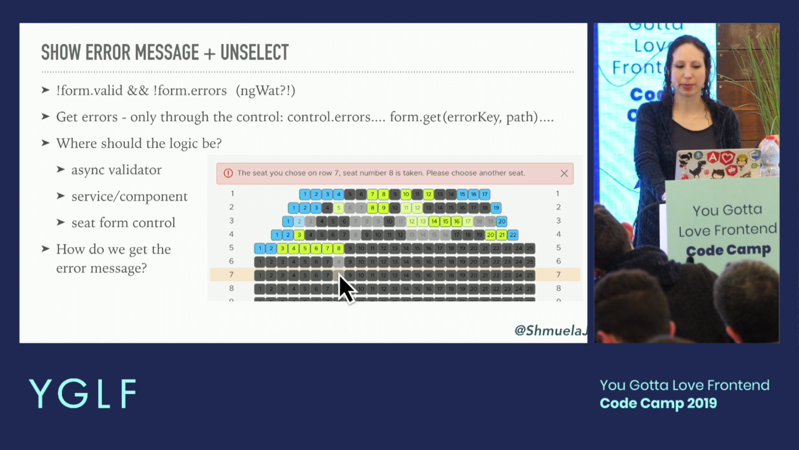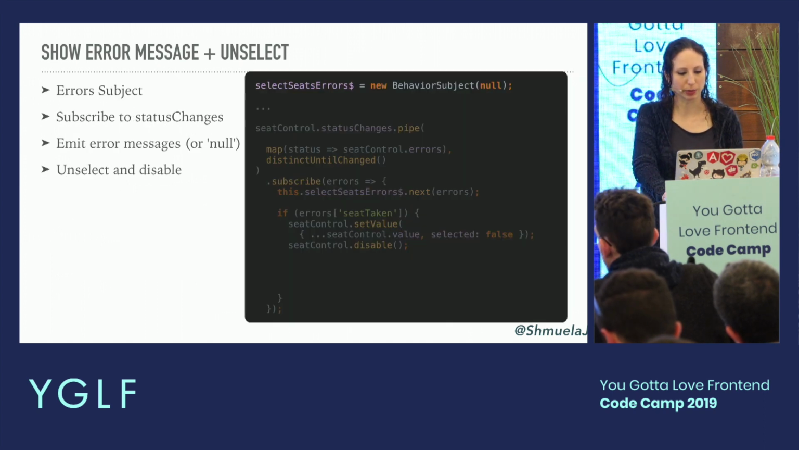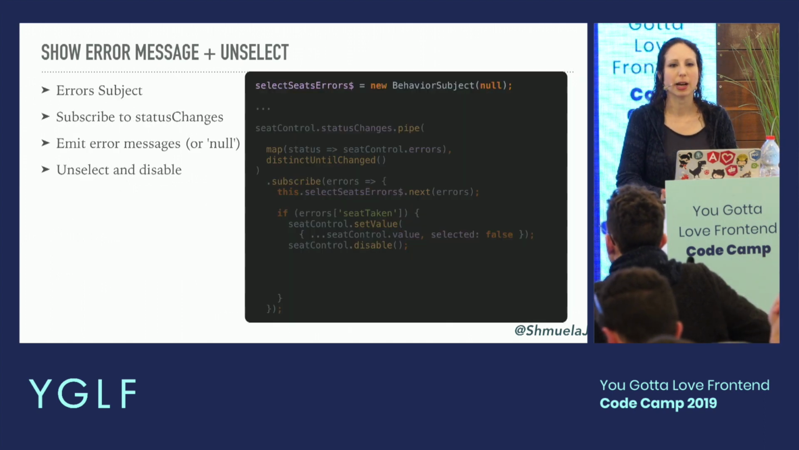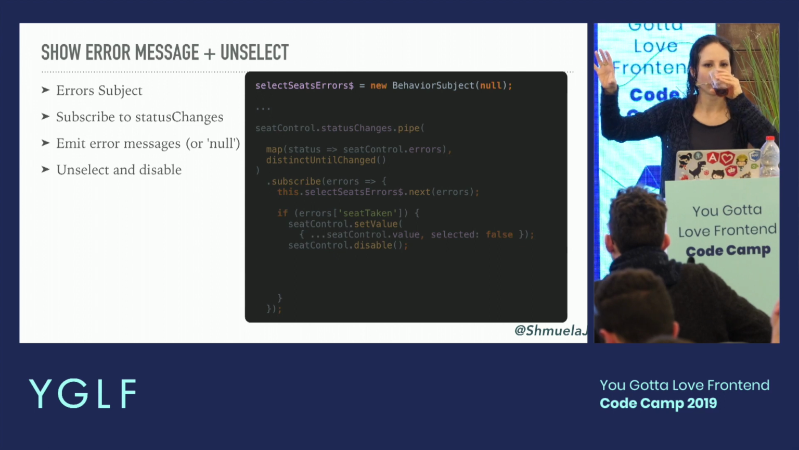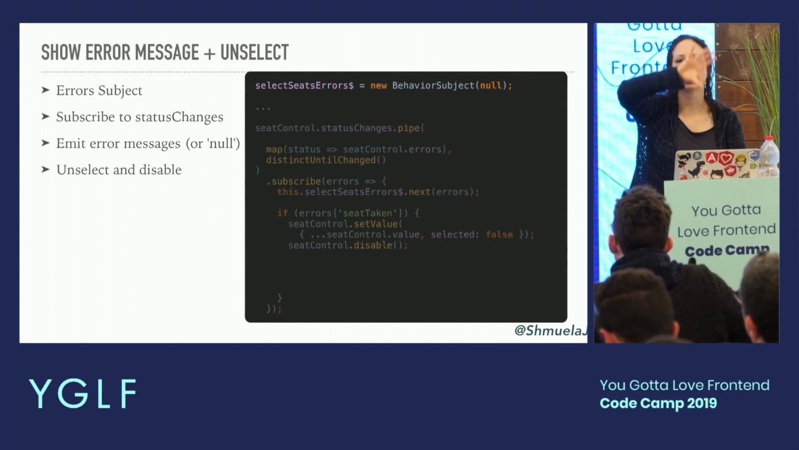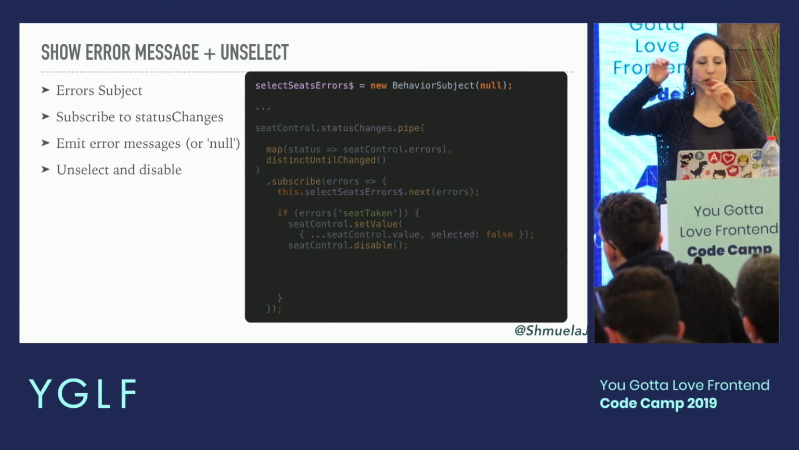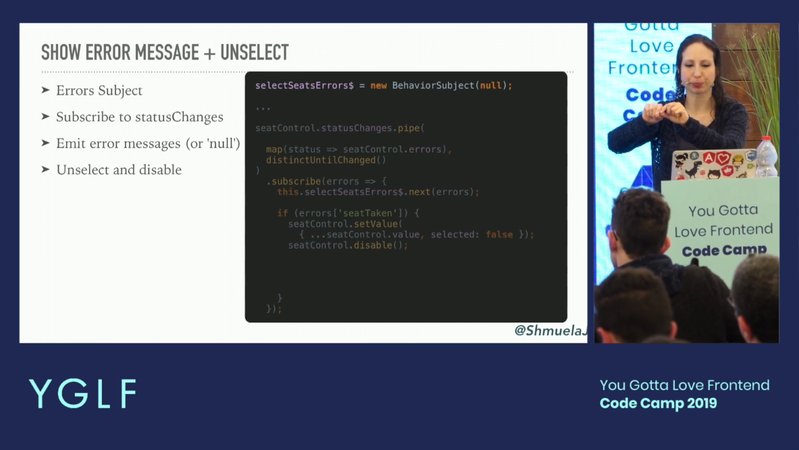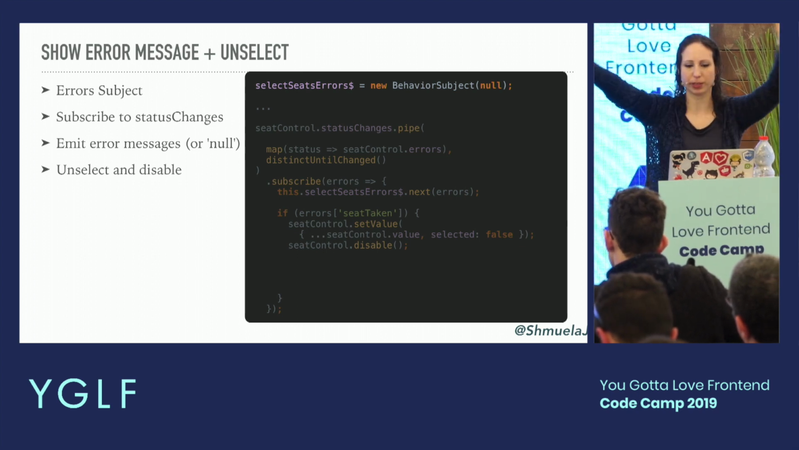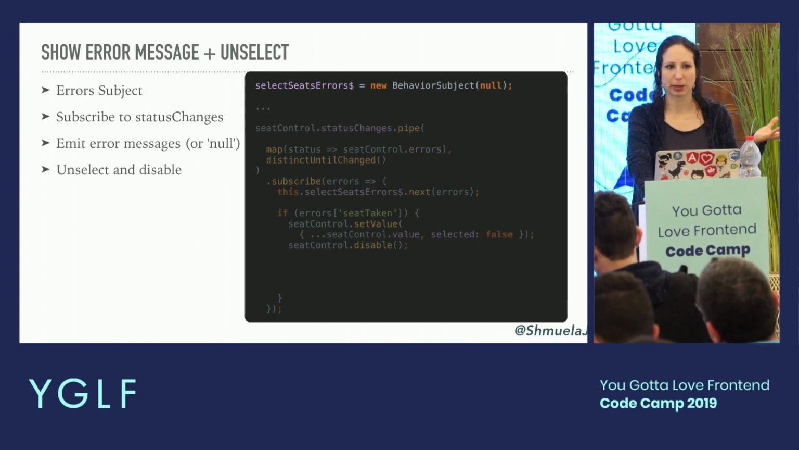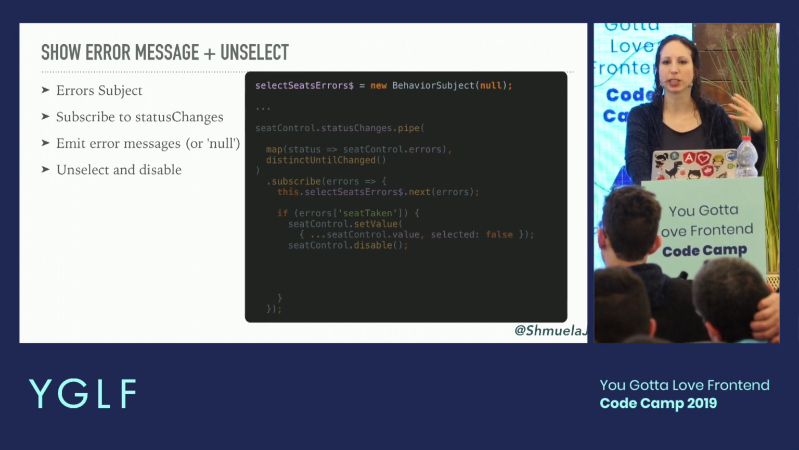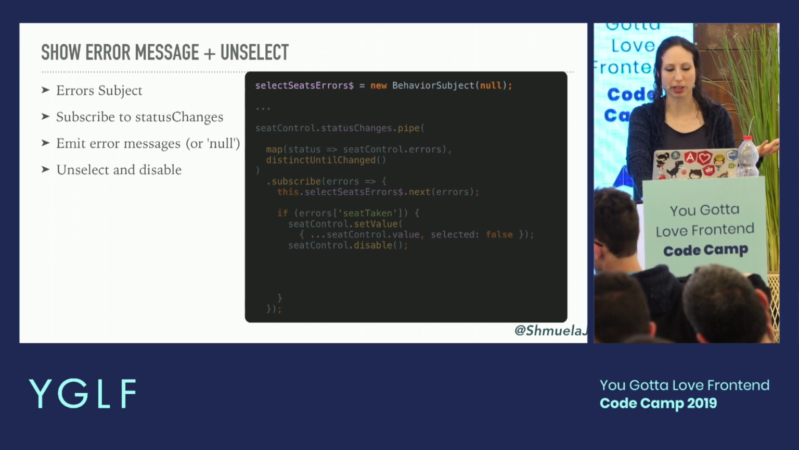And how do we get the error message? So let's see what we did here. I want to display the errors. I want to control when we see the error. And the error is kind of global on the page. It's not for a specific form control. It will not be next to it. It will be on top. So that's why I'm creating a new behavior subject. I'm actually creating a subject, a stream of events that I'm controlling.